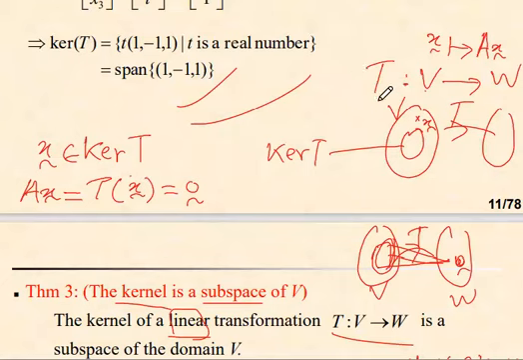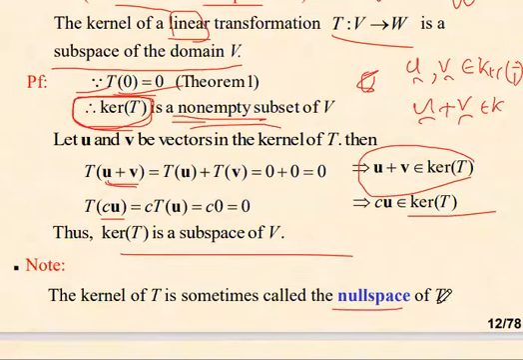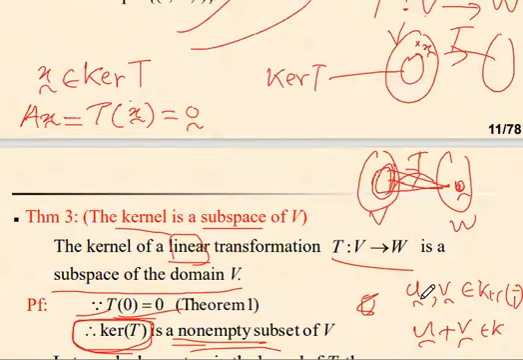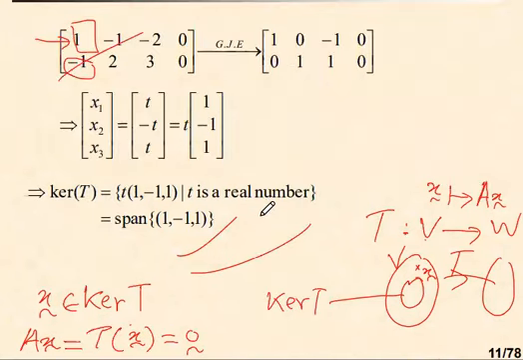If you write T in terms of matrices, then what do you get? A kernel means the solution space of AX equals 0, a homogeneous linear system. That's why sometimes you call it the null space of T. Kernel of T is sometimes called the null space. I think you remember we call the null space of A the set of all solutions, right?